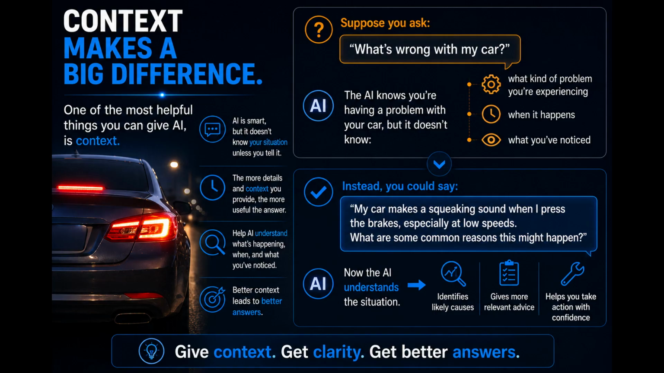One of the most helpful things you can give AI is context. Suppose you ask, "What's wrong with my car?" The AI knows you're having a problem with your car, but it doesn't know what kind of problem you're experiencing, when it happens, or what you've noticed. Instead, you could say, "My car makes a squeaking sound when I press the brakes, especially at low speeds. What are some common reasons this might happen?" Now the AI understands the situation.